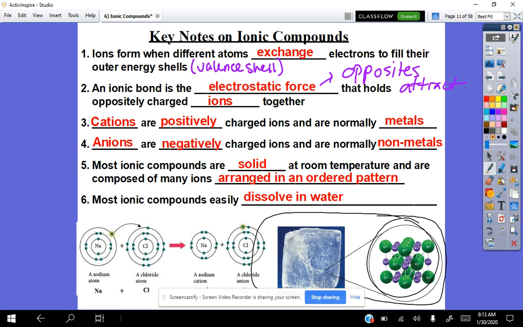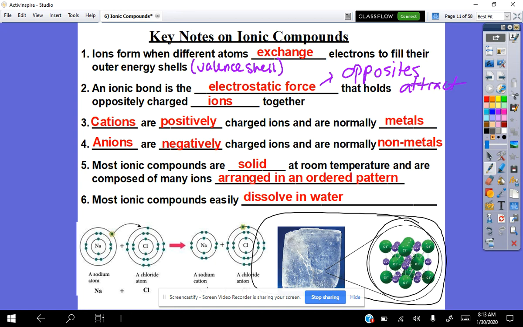You have a positive cation and a negative anion that come close in proximity to each other. They transfer electrons, and they essentially stick together, just like static electricity causes your hair to stick to a balloon and vice versa. Normally, cations are metals of some sort, and anions are nonmetals. And I'll talk a little bit more about that in a minute.